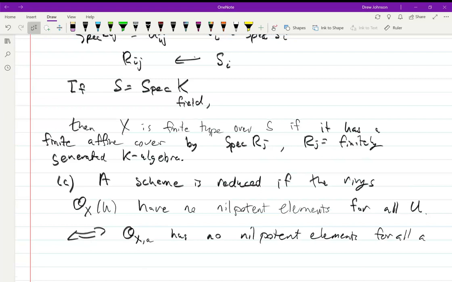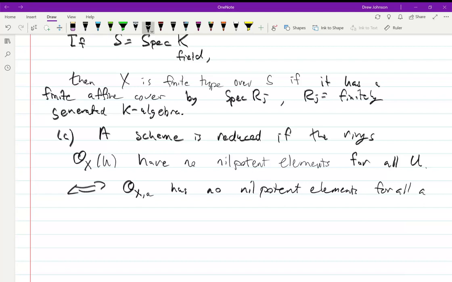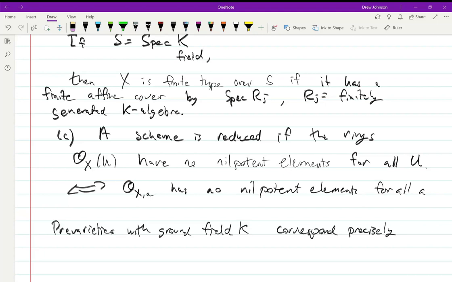Okay, and now we have what we need to identify a pre-variety. So pre-varieties with ground field K correspond precisely with reduced schemes of finite type over K.